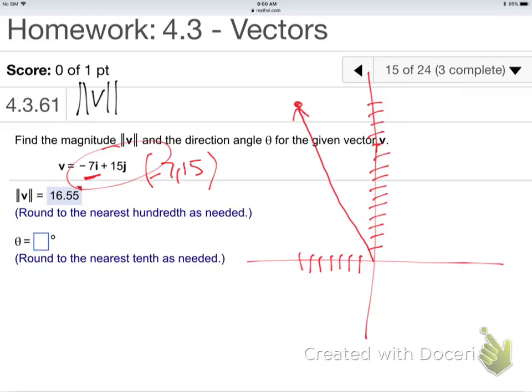So there's vector v, which is minus 7i plus 15j. Back 7, up 15, right? So there's the vector v. And what they're asking me is, how long is that vector? That's what magnitude means. How long is that thing?